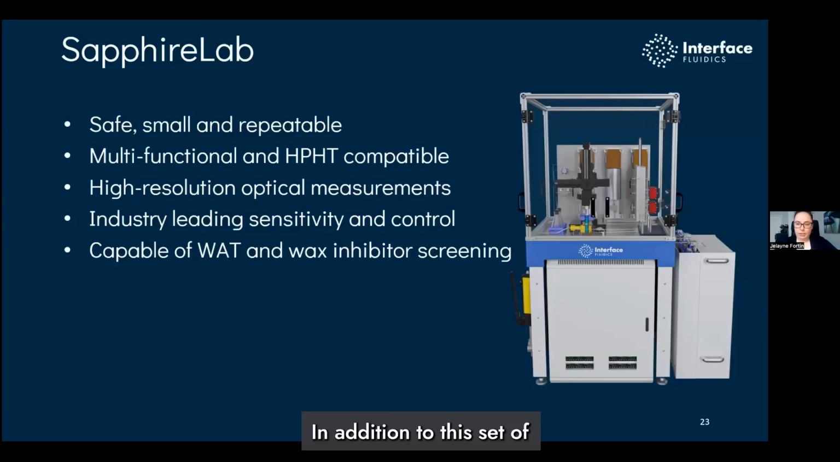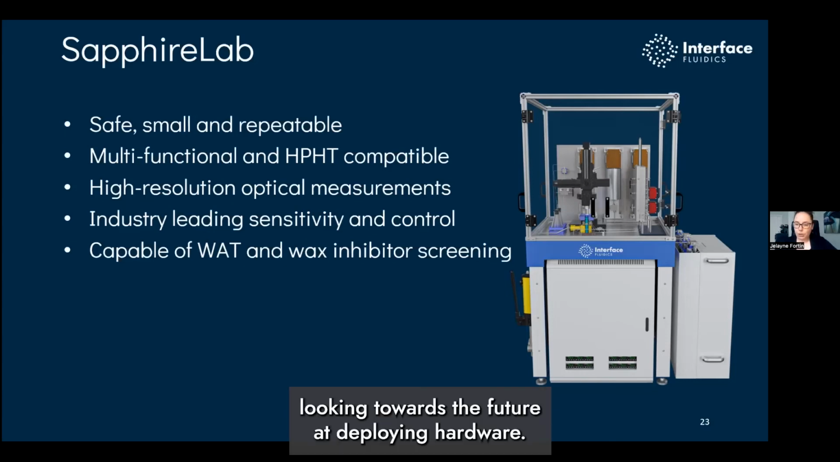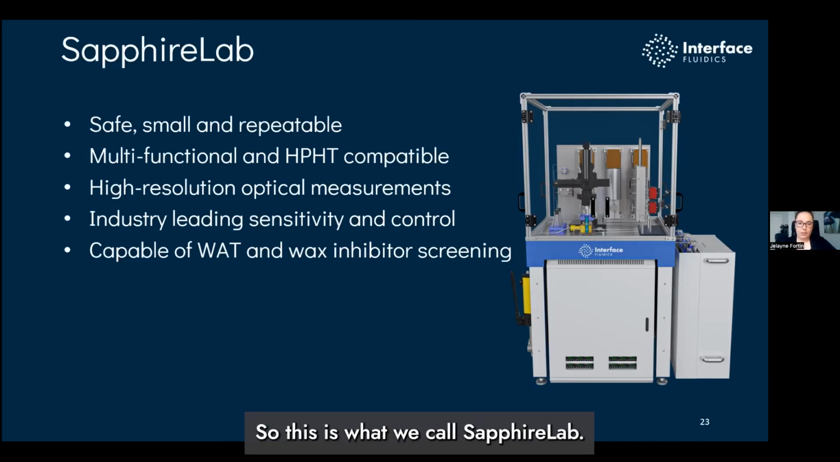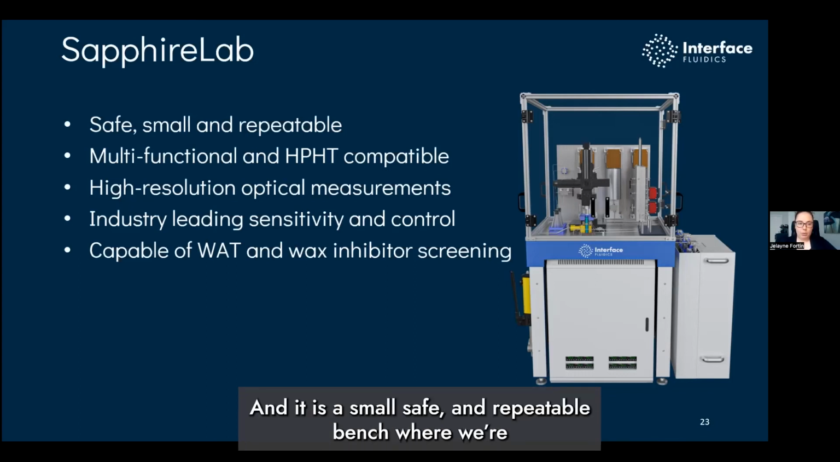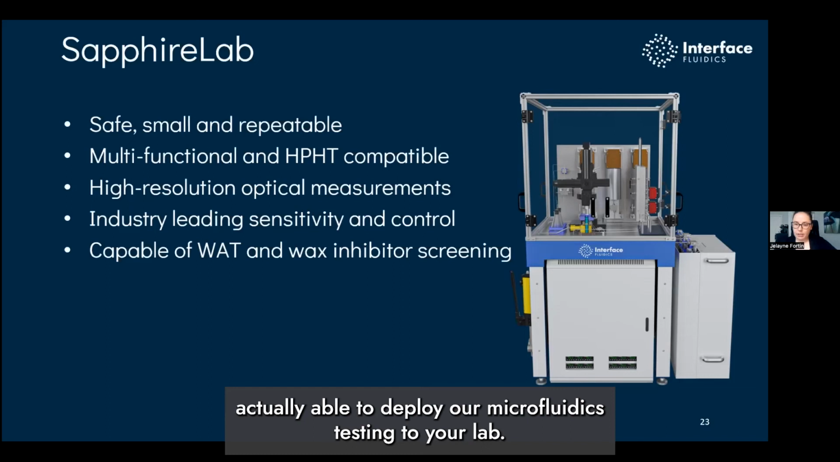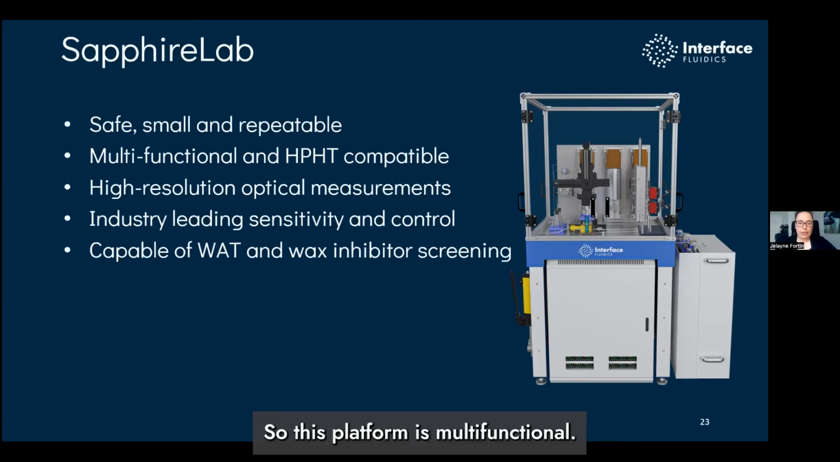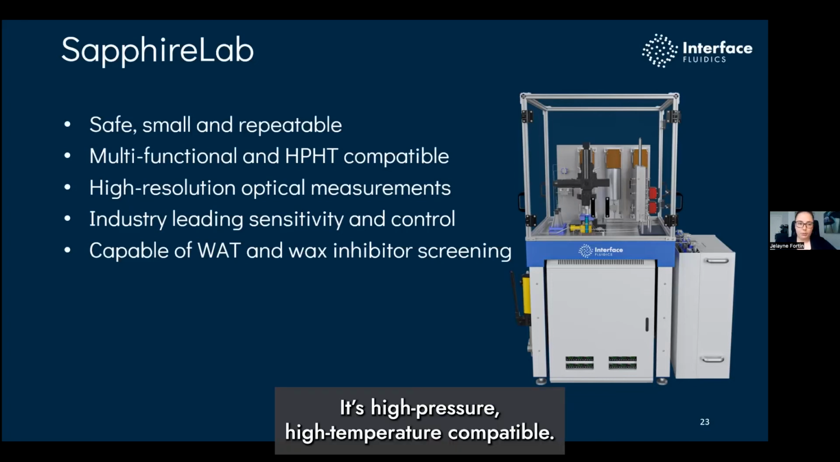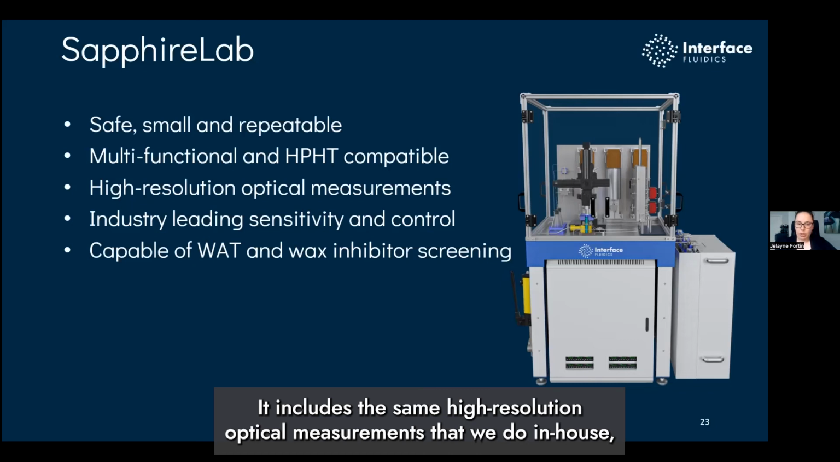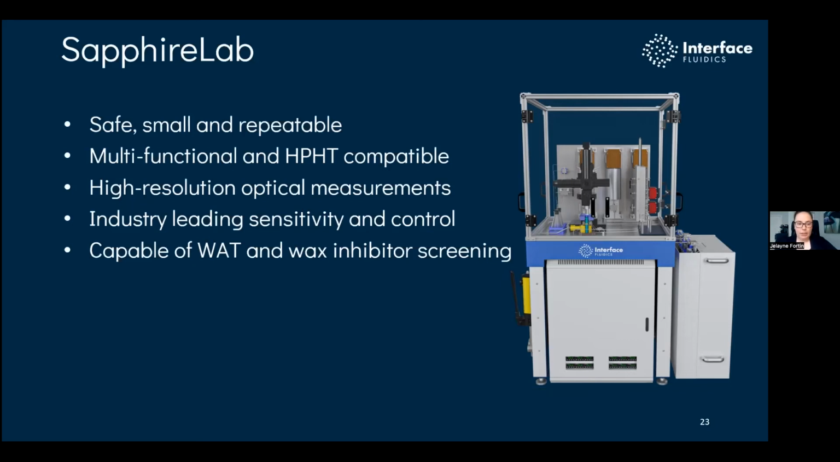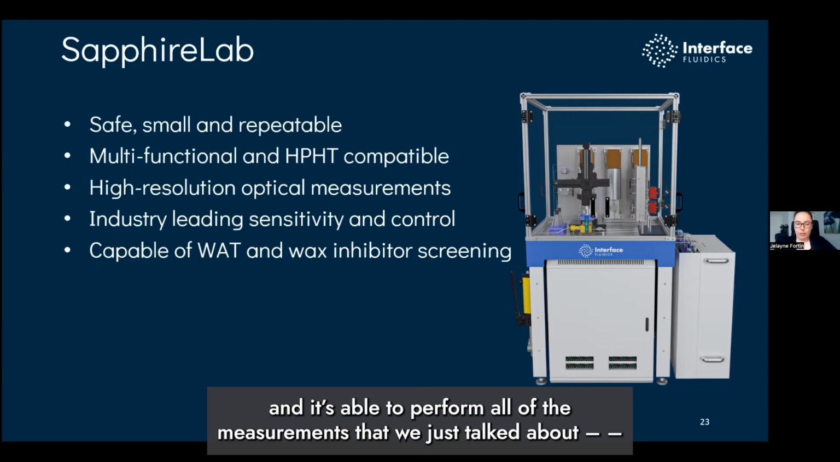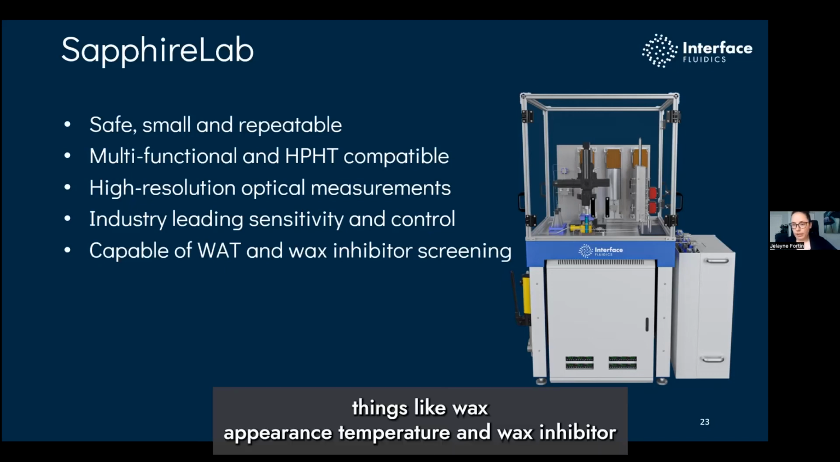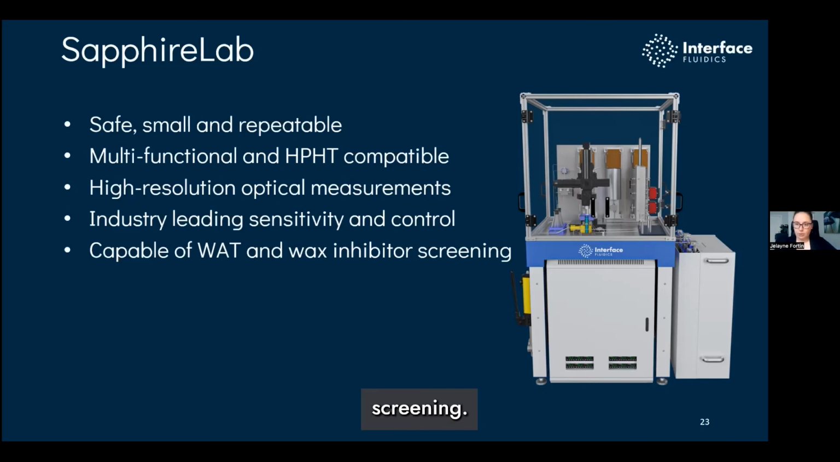In addition to this set of PVT testing, Interface is also looking towards the future at deploying hardware. This is what we call Sapphire Lab, and it's a small, safe, and repeatable bench where we're actually able to deploy our microfluidics testing to your lab. This platform is multifunctional. It's high pressure, high temperature compatible. It includes the same high resolution optical measurements that we do in-house. And it's able to perform all of the measurements that we just talked about, so things like wax appearance temperature and wax inhibitor screening.